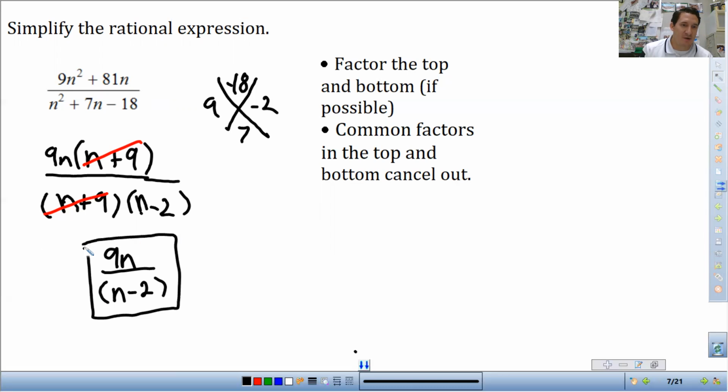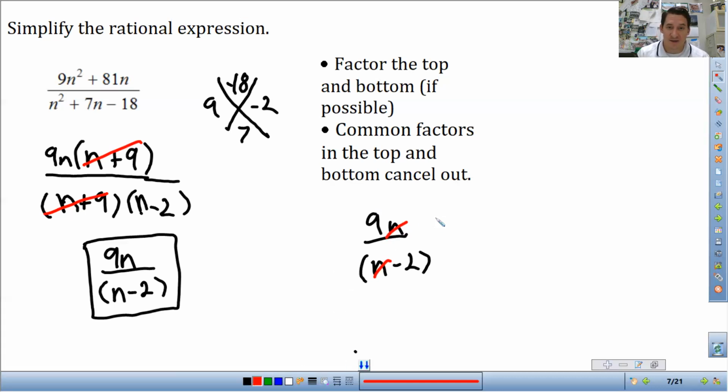A common mistake I will see over and over again is, once kids have 9n over n minus 2, what they will do is cancel this out. You can't do that. This n is protected by the parentheses. It's not a factor, it's part of its own. This n up here is a factor. If there's another n on the outside, we could do that.